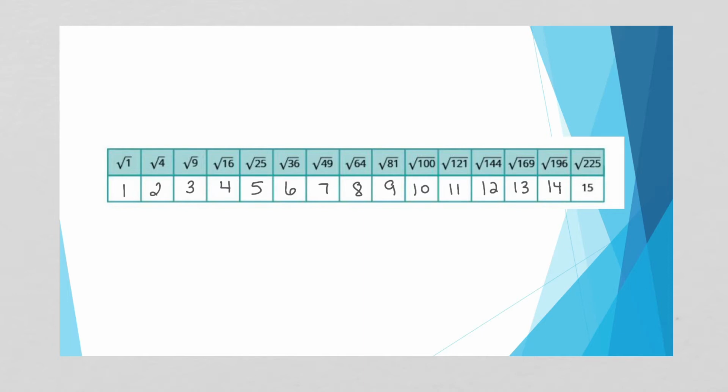It helps if you memorize these perfect squares. These numbers that are the radicands in each of these are called perfect squares because they're not a decimal. They're a whole number whenever you find the square root.